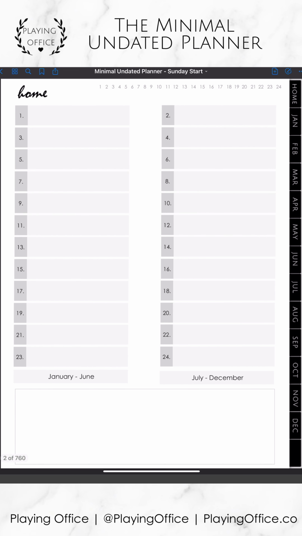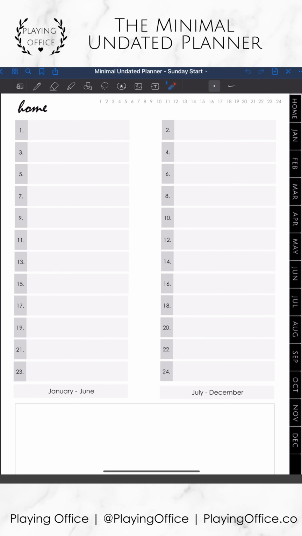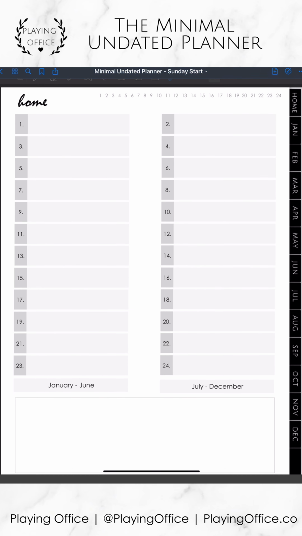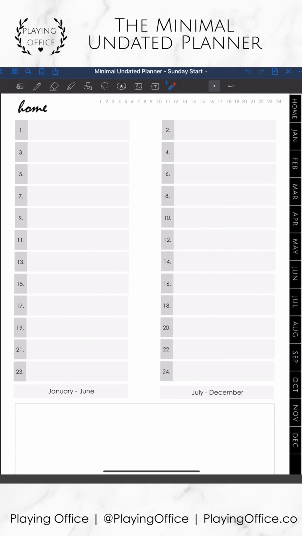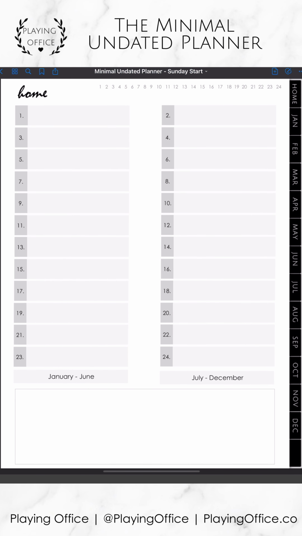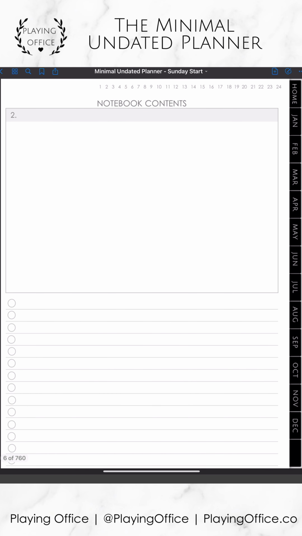And then when you swipe over, you are on the home page. You can always access the home page from the menu right here. This is the index to all of your notebooks. So you can access the notebooks from any page by clicking the links at the top of every page. But if you want to keep track of what's in each notebook, you would just come to this page and write it down, and then you'd click on the number to get to that notebook.